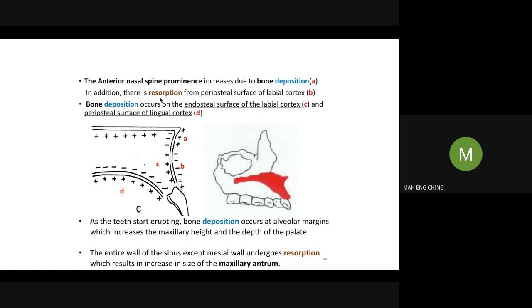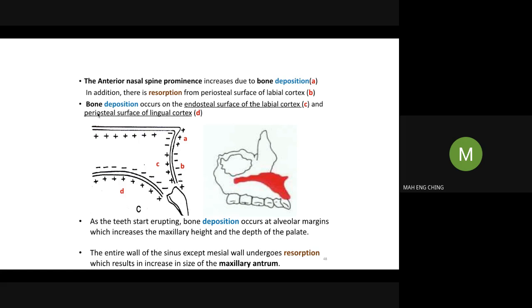Then in addition, there's a resorption from the periosteal surface on the labial cortex. You see this labial cortex, which is B. This one becomes resorption. That's why the face becomes more prominent. The nose will go forward, while the labial surface of the cortex will become resorption. We form this curve.